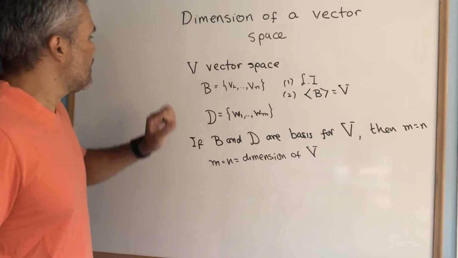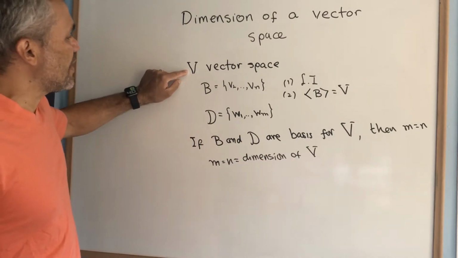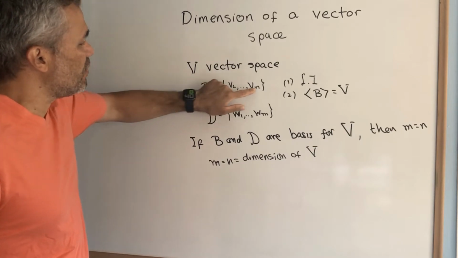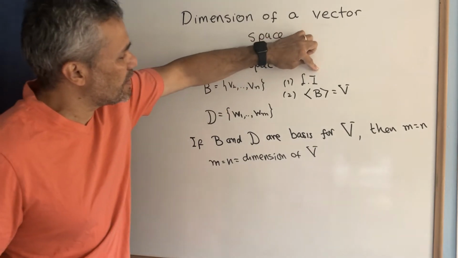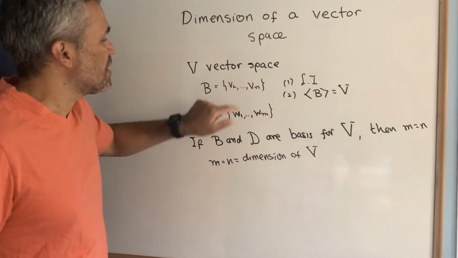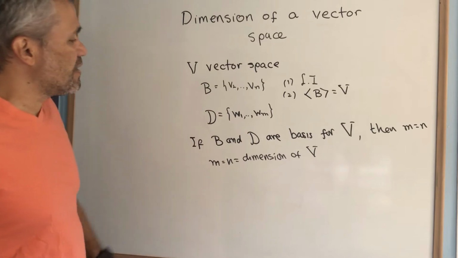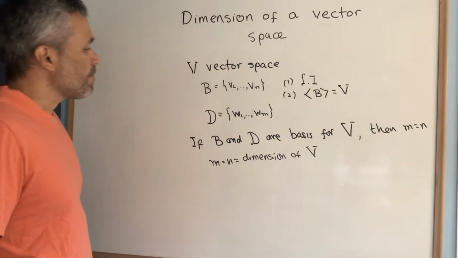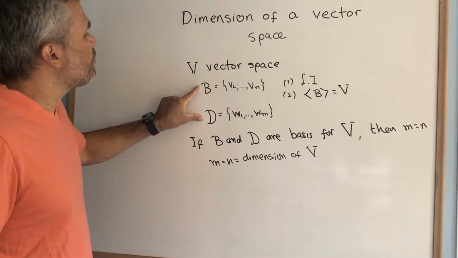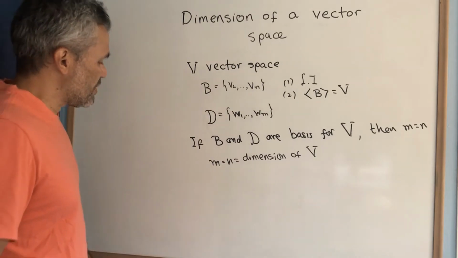Notice that in order to find the dimension of a vector space, we just need to find a basis. That means we need to find a collection of vectors that are linearly independent and span the vector space, and we just count the elements in that basis. That's the dimension of a vector space. Let me start showing this theorem for a very particular case.